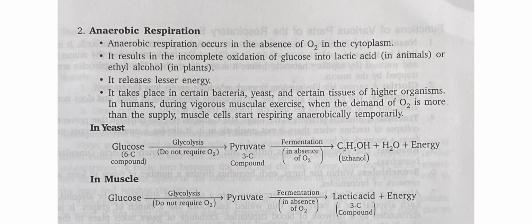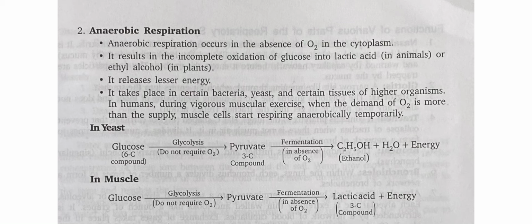Glucose, by the process of glycolysis, gets converted into pyruvate. During this, oxygen is not required, and then by the process of fermentation, which also takes place in the absence of oxygen, ethanol is formed instead of carbon dioxide, which is formed during aerobic respiration, and energy is produced. In muscle cells, glucose, by the process of glycolysis, gets converted into pyruvate in the absence of oxygen, and then by the process of fermentation, which also takes place in absence of oxygen, lactic acid is produced, and along with that, energy is also released. So this is anaerobic respiration.